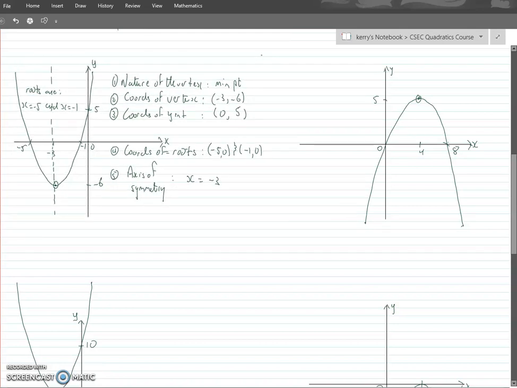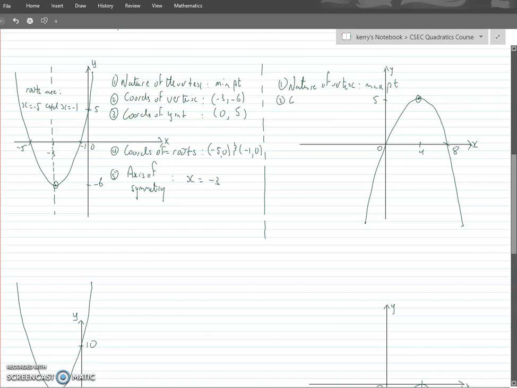Right, so this one here now. All right, let's see about this one. Same thing as before: we want to get the nature. Remember, the nature of the vertex is what type of vertex it is, a maximum point or a minimum point. This graph is clearly a maximum point graph because it has a highest point.